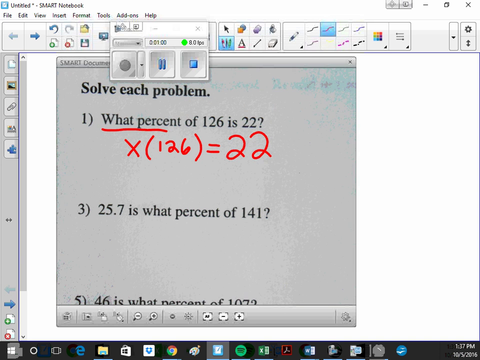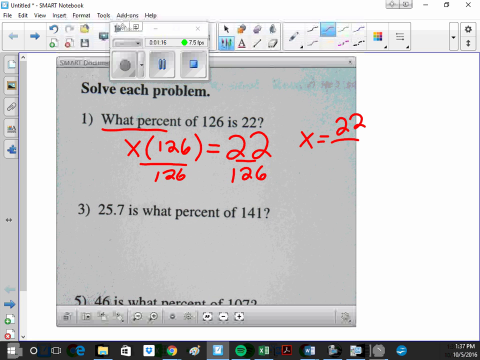Everybody understand that? So now I need to separate the 126 from the x. What's holding them together? Multiplication. So I divide by 126, and I get x equals 22 over 126.